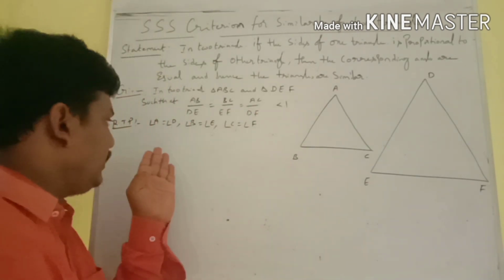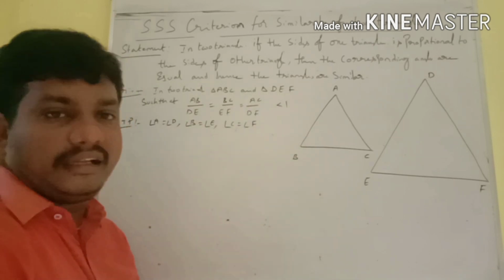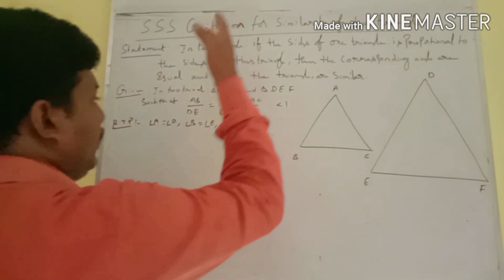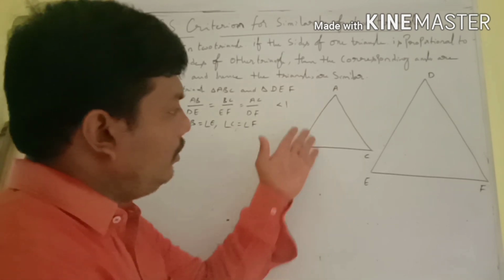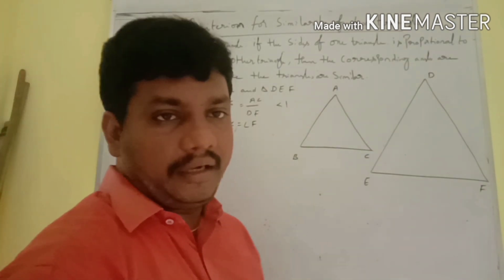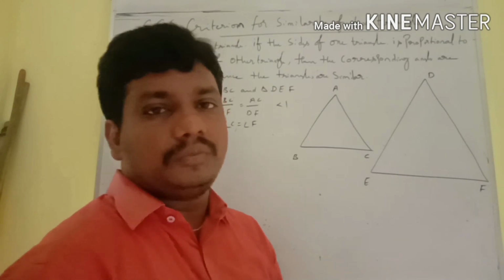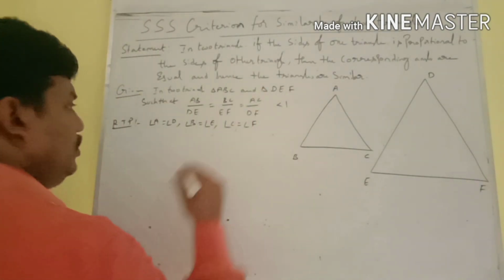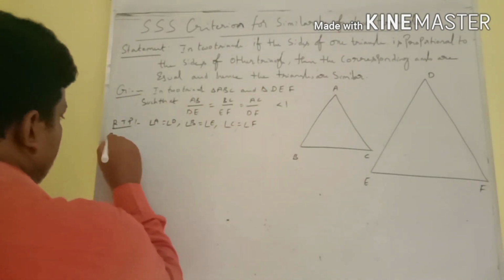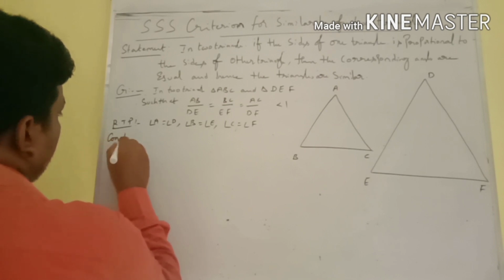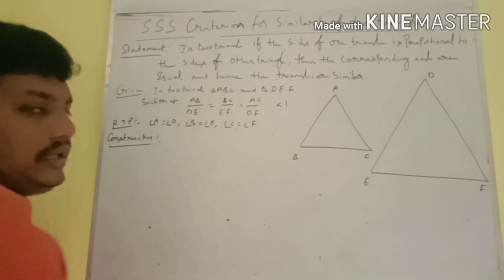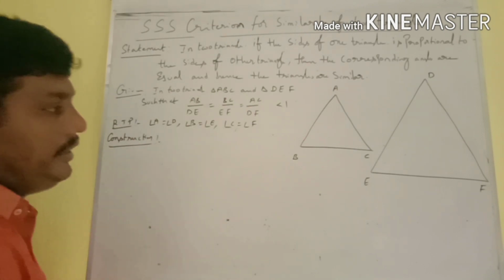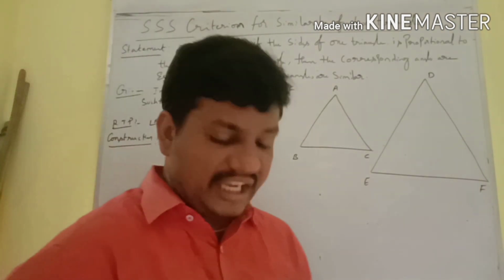Whenever the corresponding angles are equal, automatically the sides are in the same ratio, then the triangles will be similar. That is also what we have to prove here. Now, what is the construction required here? The required construction here is also the same.